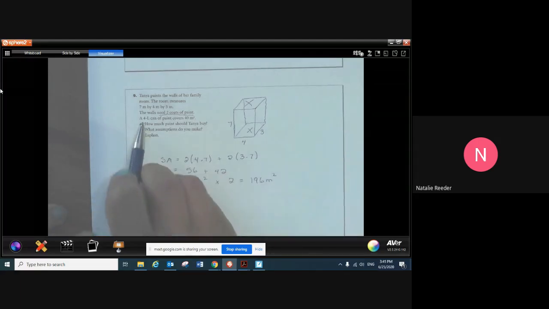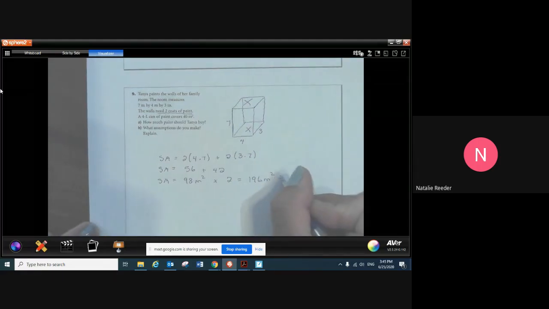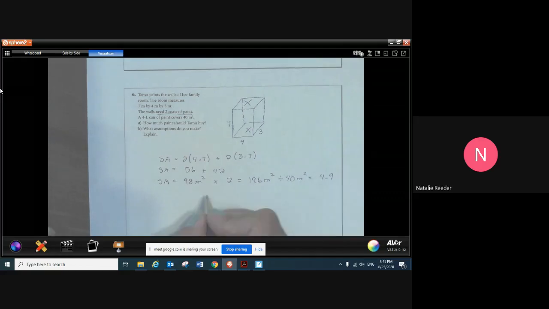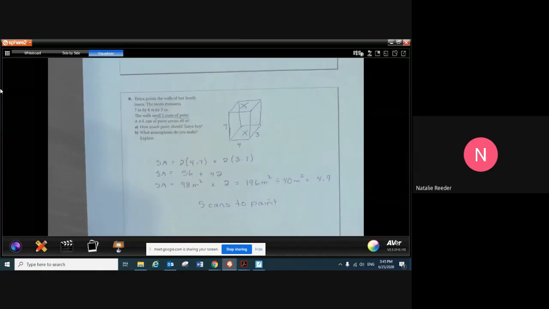Now it says that a 4-liter can, so 1 can, covers 40 meters squared. Let's divide this by 40 meters squared to find out how many cans of paint that we need. This gives me 4.9. Now you can't buy 4.9 cans, and 4 cans won't be enough. So we have to buy 5 cans of paint to be able to cover the 4 walls twice with paint. So how much paint should Tanya buy? She should buy 5 cans of paint.